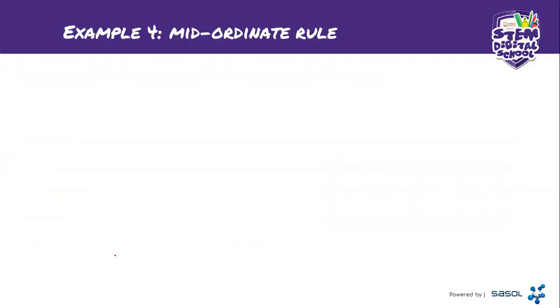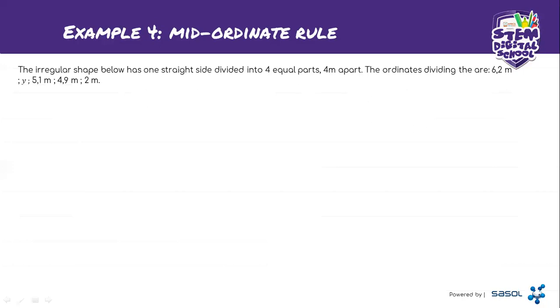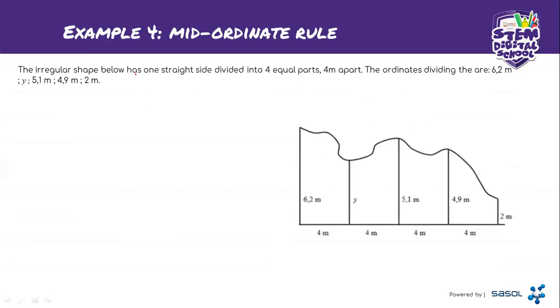Example 4, under midordinate rule. The irregular shape below has one straight side divided into 4 equal parts, 4 meters apart, and then the ordinates are 6.2 meters. You can see the first one is this one. The second one is Y. In this case, we don't have a number for that ordinate. The next we have 5.1, and the other one is 4.9, and the last one is 2 meters.